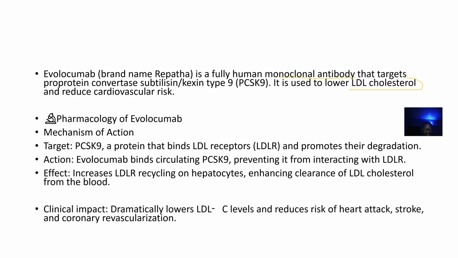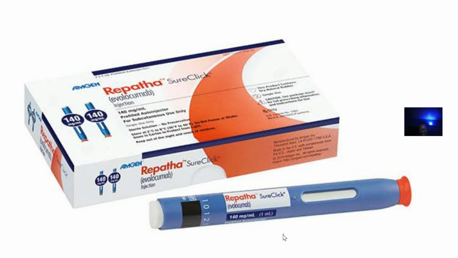So when it targets this protein, it promotes the breakdown of low density lipoproteins. So it binds circulating PCSK9, preventing it from interacting with the receptors of low density lipoproteins. So it will now increase what? The low density lipoproteins, instead of them binding to their receptors, will be recycled back into the liver where they will now be broken down and cleared. So it reduces the risk of heart attack, risk of stroke, risk of you having any surgeries done on your heart because you have some lipid abnormalities.